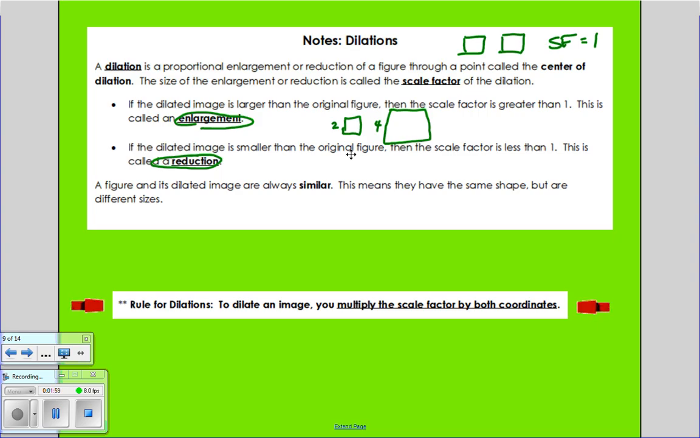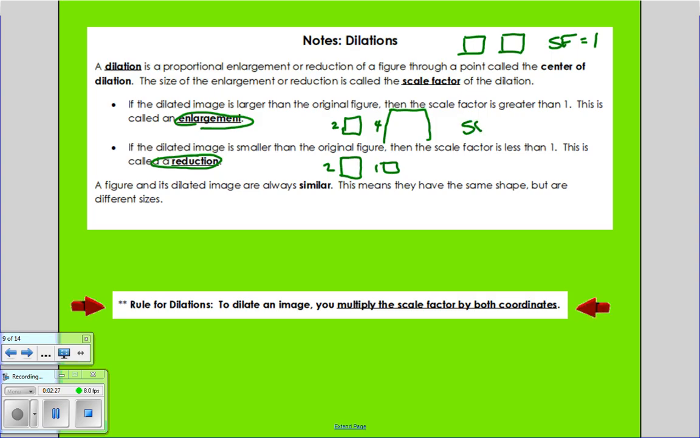Same thing with a reduction. If I start out with a figure where my side length is 2, and now let's say my scale factor is less than 1, it's half. I want the second figure to be half the size. So I have to multiply by a half or divide by 2. So on my second figure, I better draw it smaller. On my second figure, my side length is only going to be worth a 1.